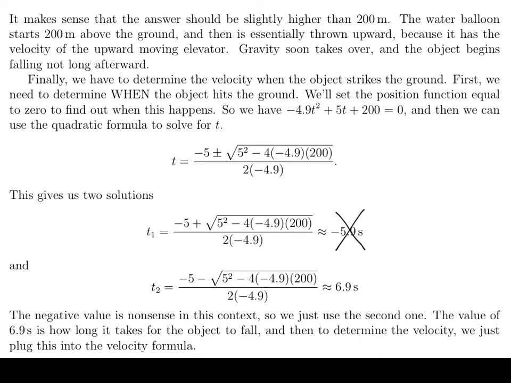So we're just left with this one solution, about 6.9 seconds. What that represents is how long it takes for the object to fall, to hit the ground. Just under 7 seconds for it to fall all the way down from up there. So what we now need to do is figure out what is the velocity when the object hits the ground. So we'll take this value here and plug it into the velocity function, and that's going to give us what is the velocity when the object strikes the ground.